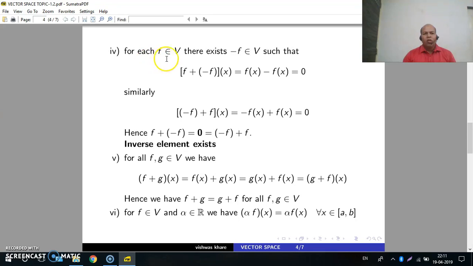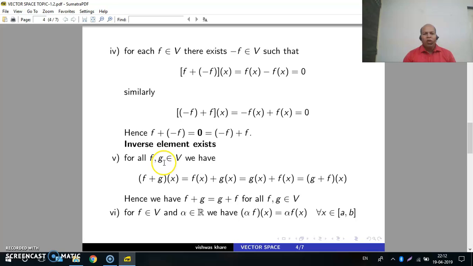Fourth, for each f belongs to V, there exists -f belongs to V such that (f + (-f))(x), which is same as f(x) - f(x), is equal to 0. Similarly, ((-f) + f)(x) is -f(x) + f(x) is equal to 0. Hence, f + (-f) is equal to the zero vector, which is same as (-f) + f. That is, the inverse element of each element exists.